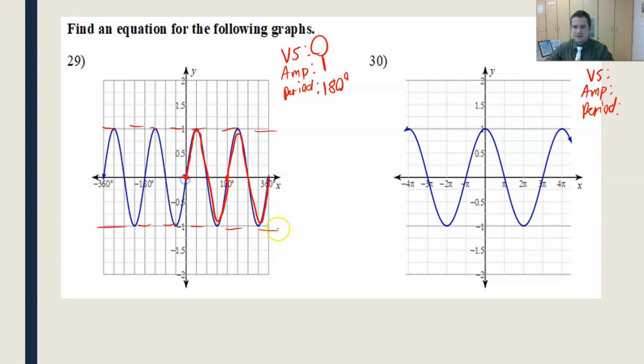Well, it starts at the midline, so this is going to be a sine function. Y equals sine of something theta. There's no amplitude change. There's no vertical shift. There's only going to be a period change.